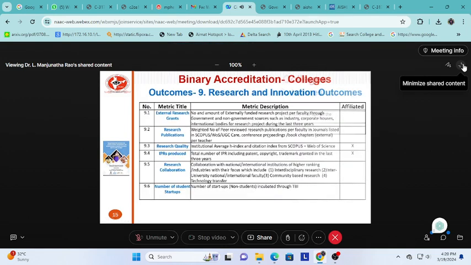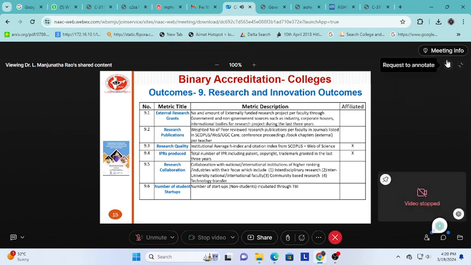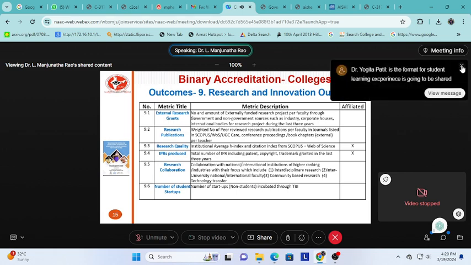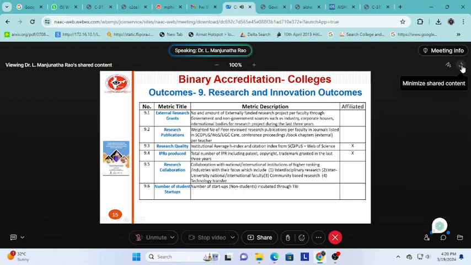metric. Outcome, research and innovation outcomes. So for the universities, there are many research-oriented metrics. These are the two metrics, 9.3 and 9.4, which are not applicable for the affiliated colleges. That is the institutional average H-index, the institutional research quality metric, which is not applicable for affiliated colleges. IPRs produced is also not applicable for the affiliated colleges.